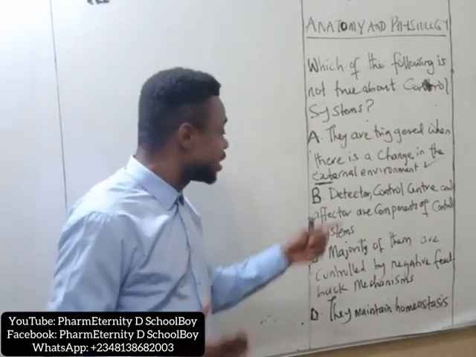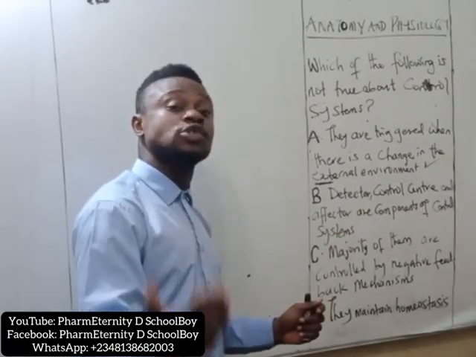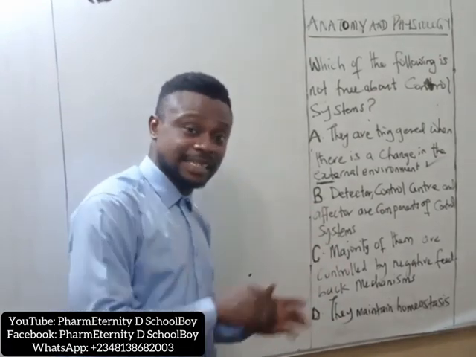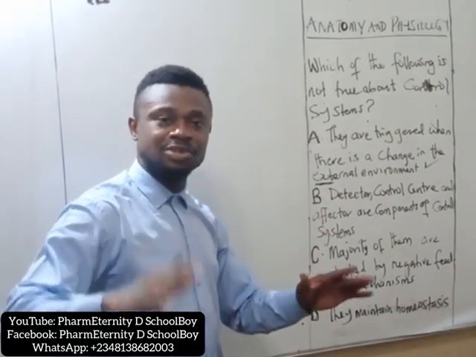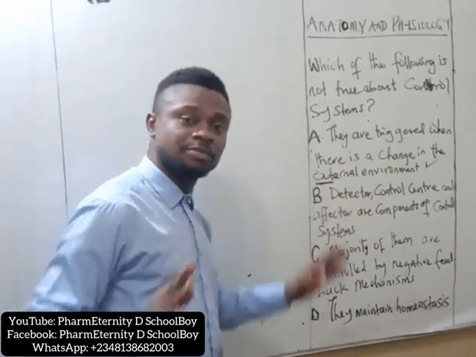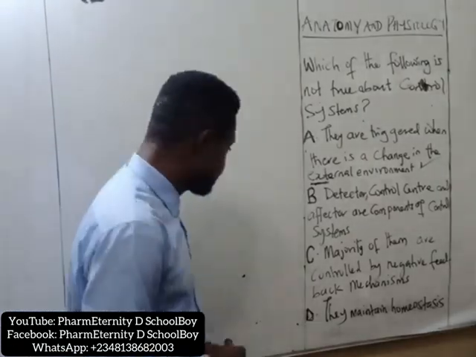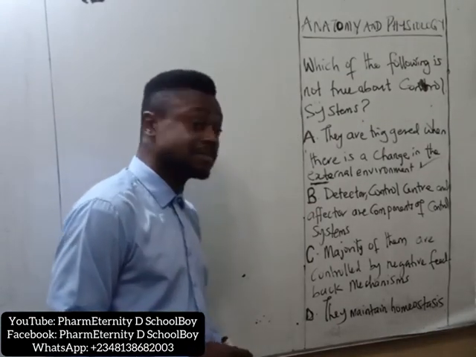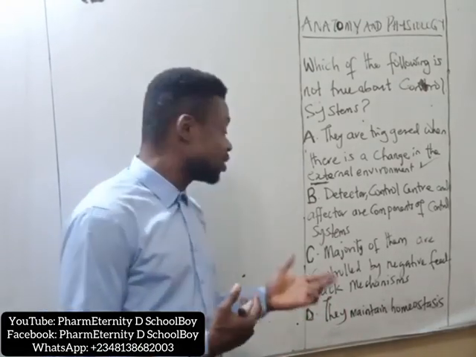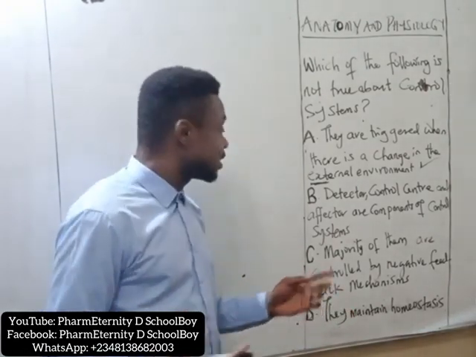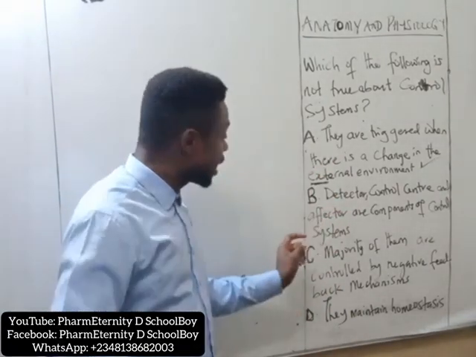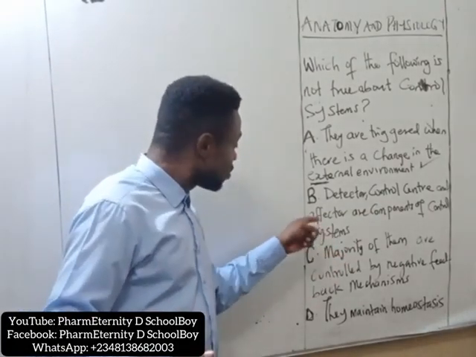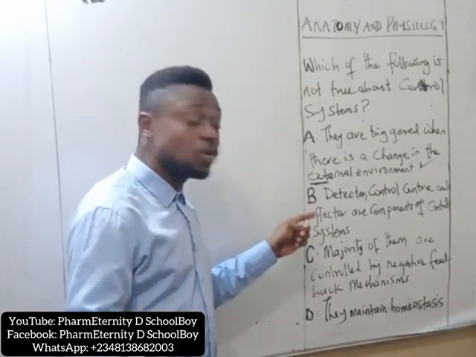Now, if it is a positive one, the effector will give a response that is in line with what the detector detected. I don't want to start going deep into each of them, but this is exactly what happened. Okay, option C. The majority of them are controlled by negative feedback mechanisms. Yes, I mentioned it here, that in negative feedback, the response from the effector is always opposite.